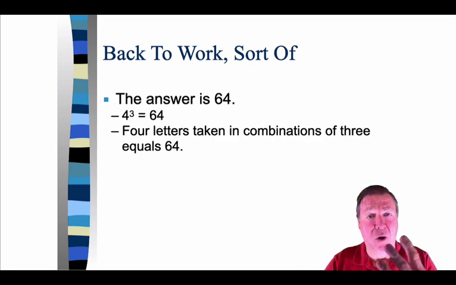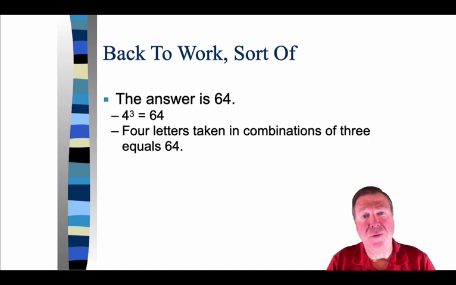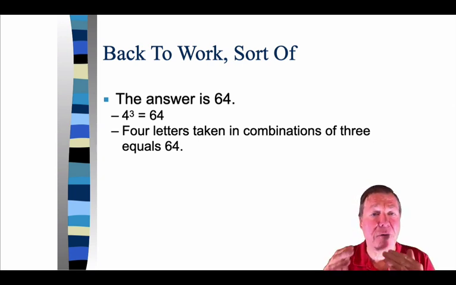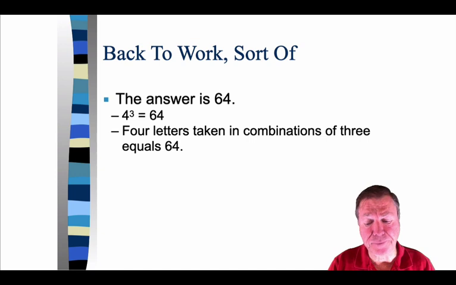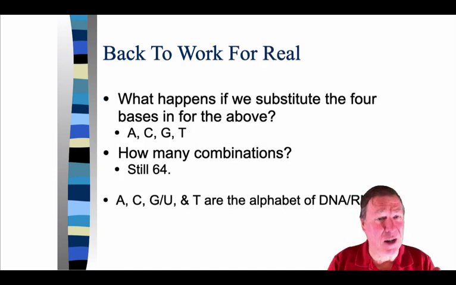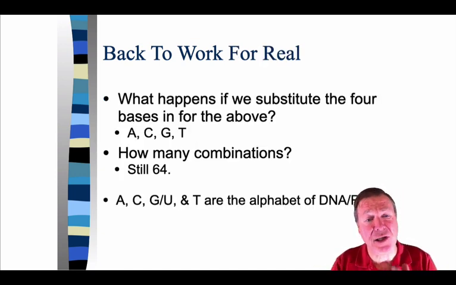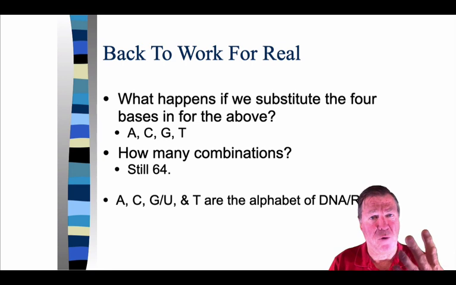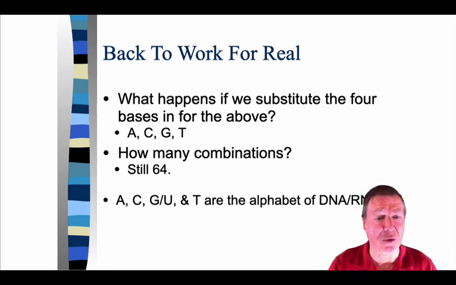All right, you have 4 letters, and you're going to put them in combinations of 3. That's the formula: 4 to the 3rd. So 4 times 4 is 16, times 4 is 64. So there are 64 combinations of 4 letters if we only take them in combinations of 3. All right, what if we substitute in the bases? What if we put in the bases of DNA? A, C, G, and T. Well, still 64, 4 letters, and we're taking them in combinations of 3.